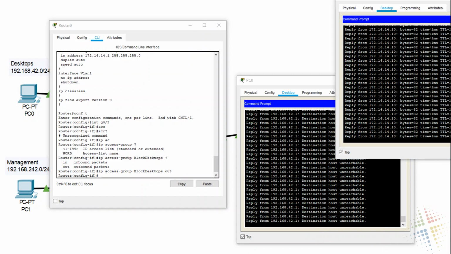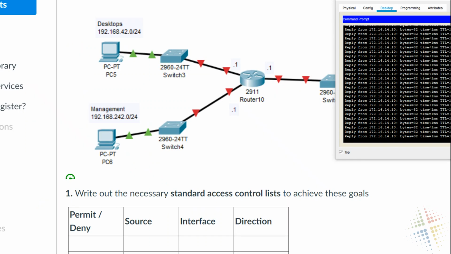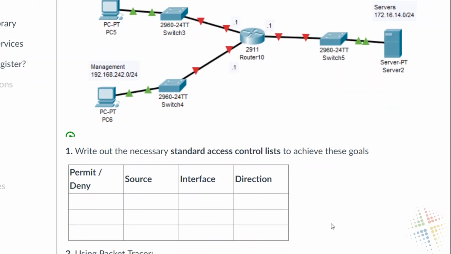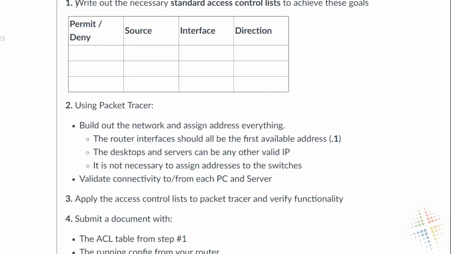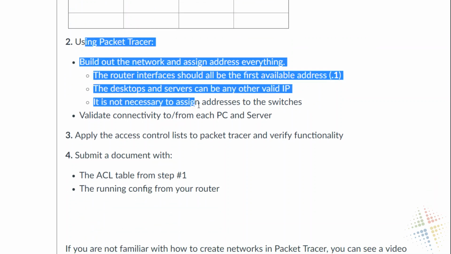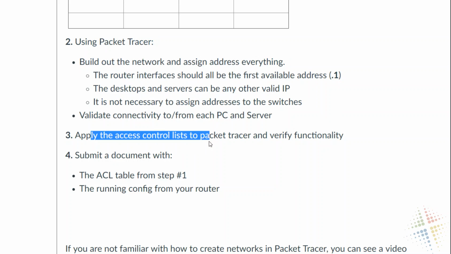So there you go. Once we are at this point, we can go back to our worksheet here and see that we needed to document what the access list would look like. In this case, it was only one line and everything was perfectly fine. We validated the configuration was working properly. We applied the access list and everything continued to work exactly the way we expected it to.